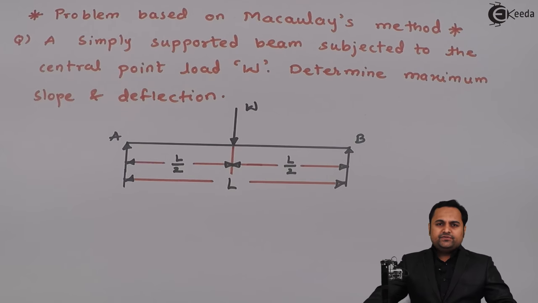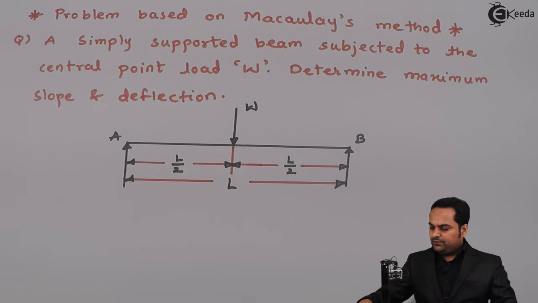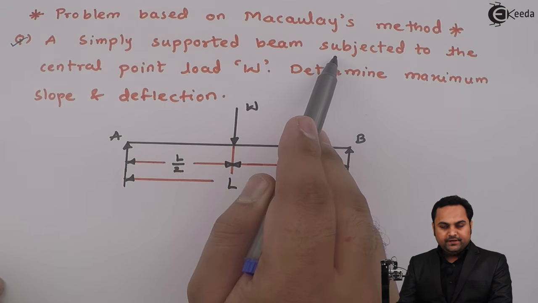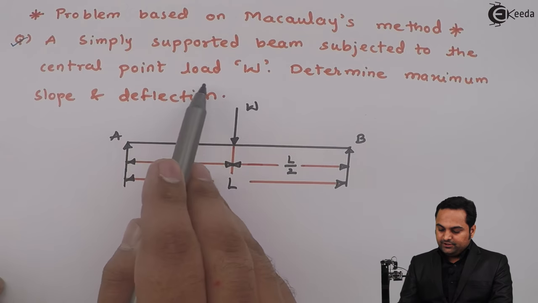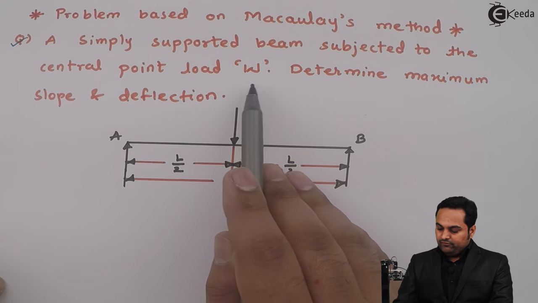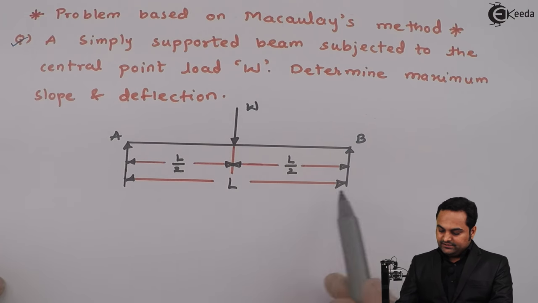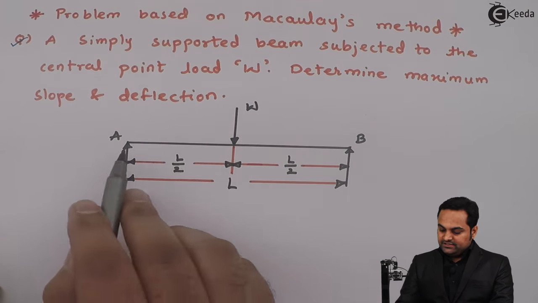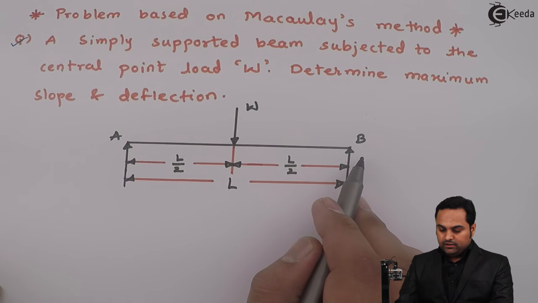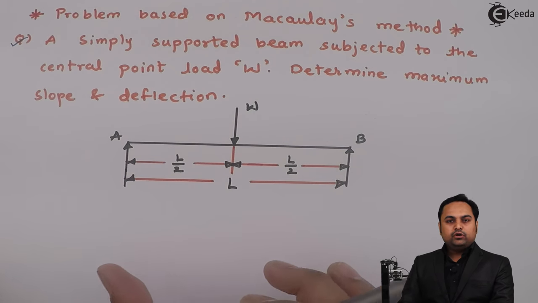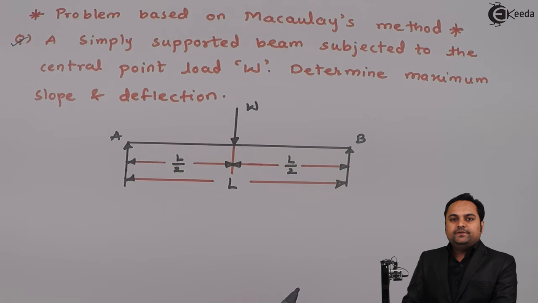Hello friends, here in this video we will see a problem in which we are going to solve it by using Macaulay's method. Here is the question. It is given that a simply supported beam is subjected to the central point load capital W. For this, determine maximum slope and deflection. And here is the diagram. For this simply supported beam AB, we have to find out where is the maximum slope and deflection. And here we will solve this question by using Macaulay's method.